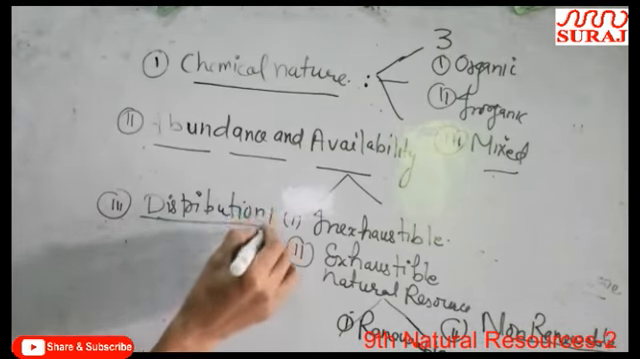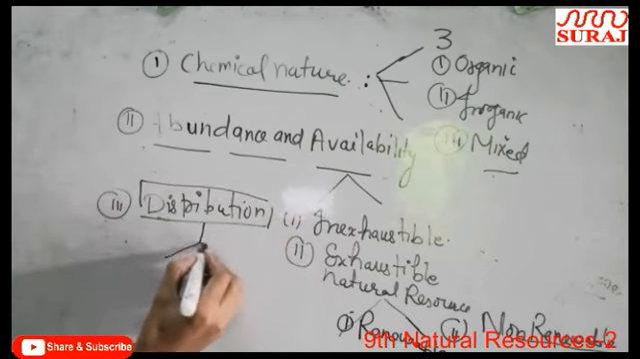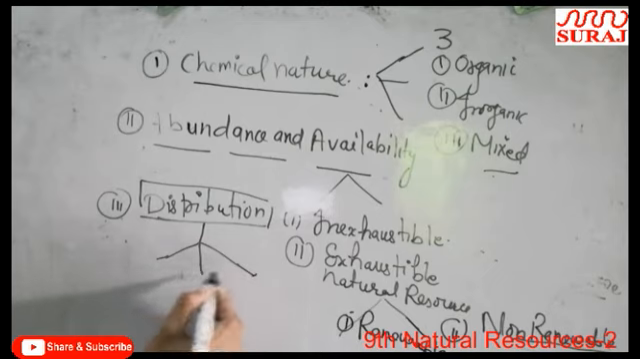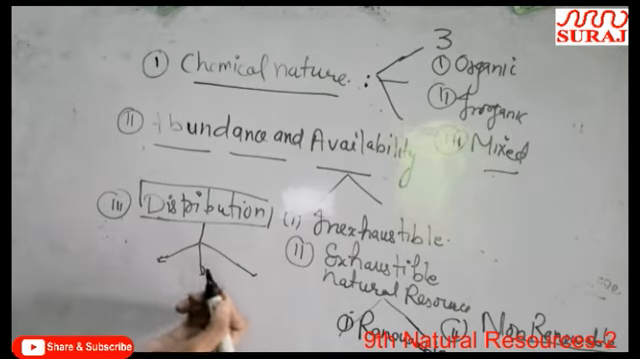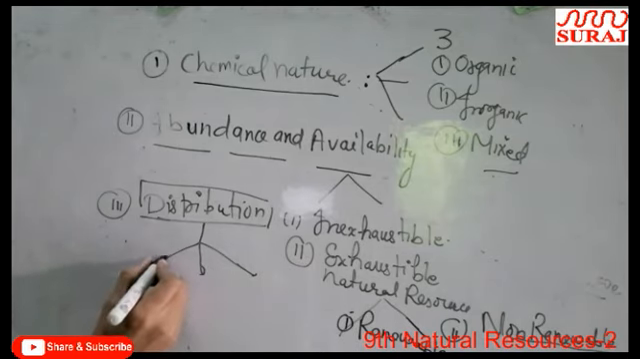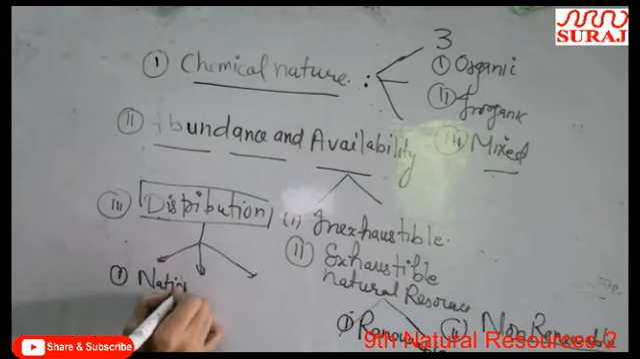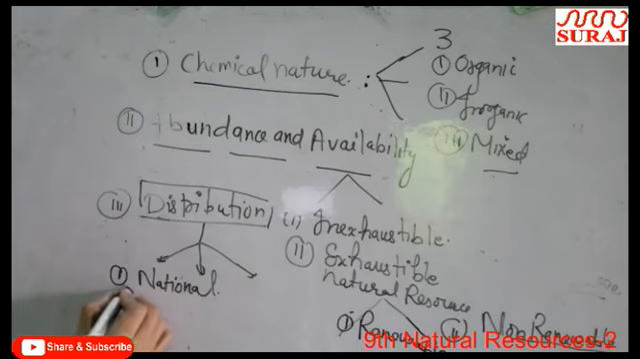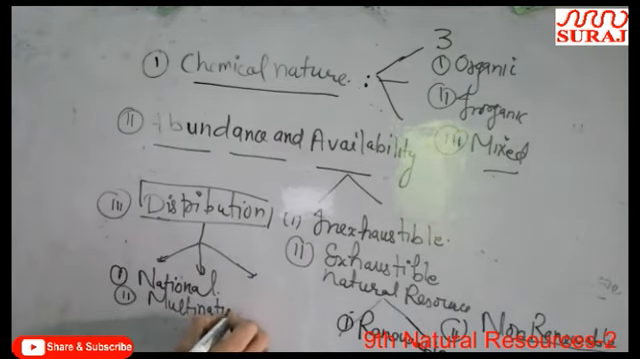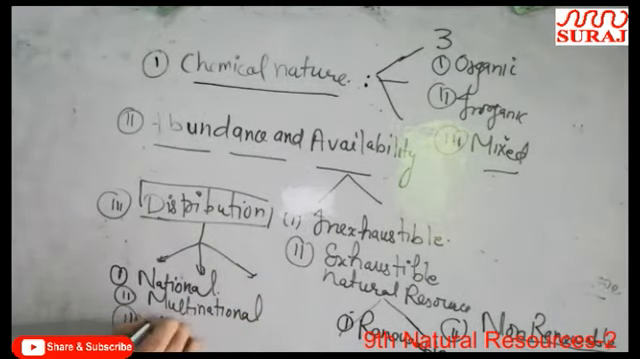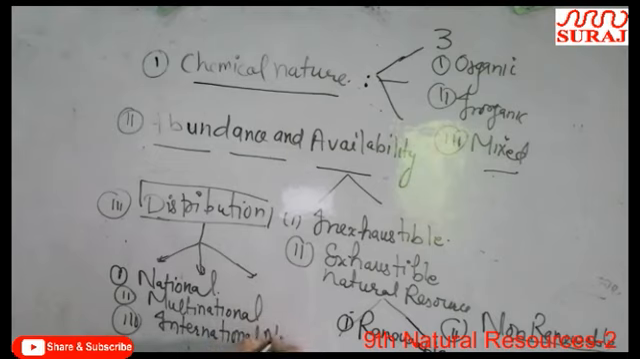Now the third, the types of the natural resources on the basis of distribution. The natural resources are present on which site, on which place, on which nation. These are of two types on the basis of their distribution. First of all, national natural resource. Second one, multinational. And third one, international natural resource. These are the natural resources and their types.